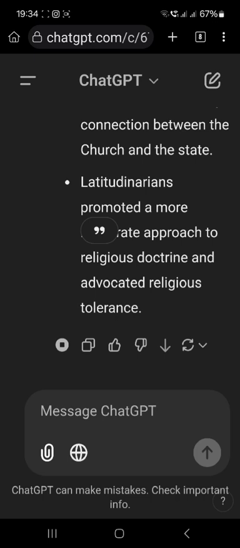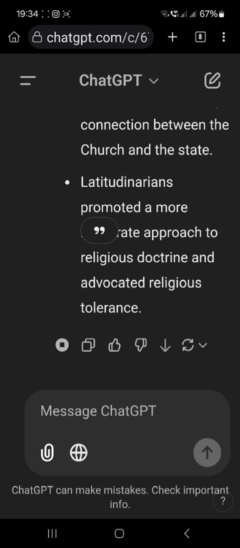3. Political reforms. The revolution brought about significant political reforms that were seen as positive and progressive for their time. The establishment of a constitutional monarchy with shared power between the monarch and Parliament, as well as the enactment of the Bill of Rights, were considered significant achievements in terms of protecting individual liberties and affirming parliamentary authority.